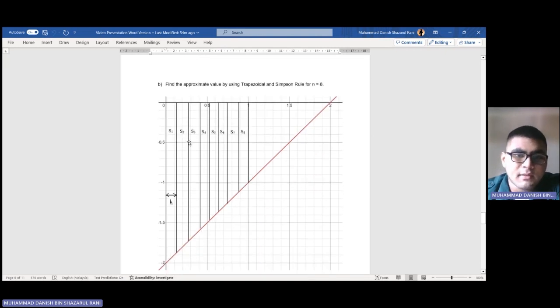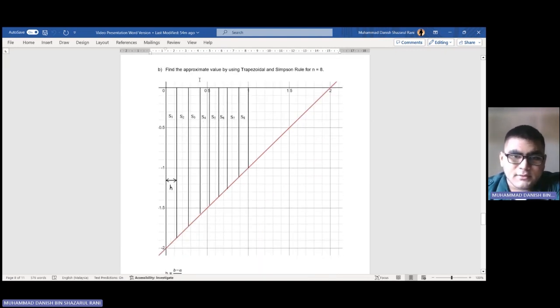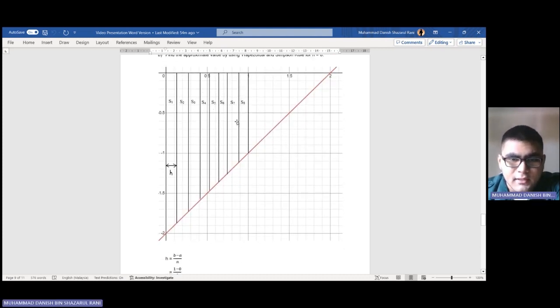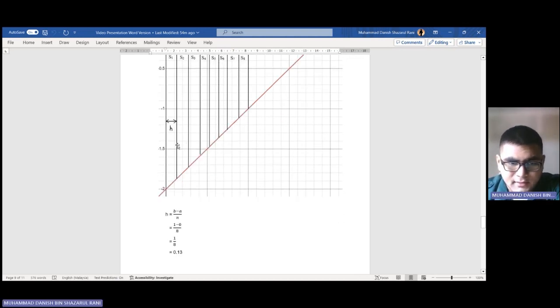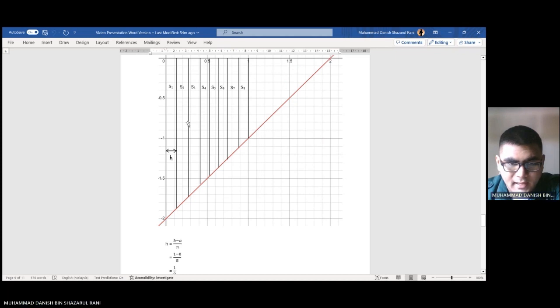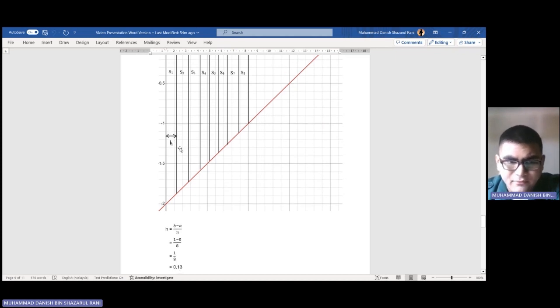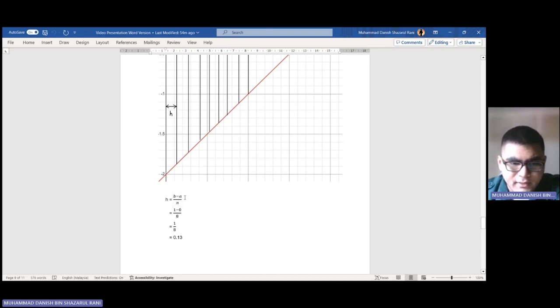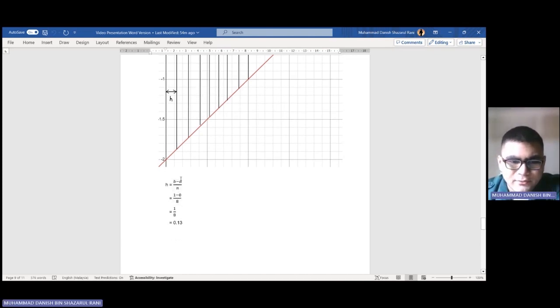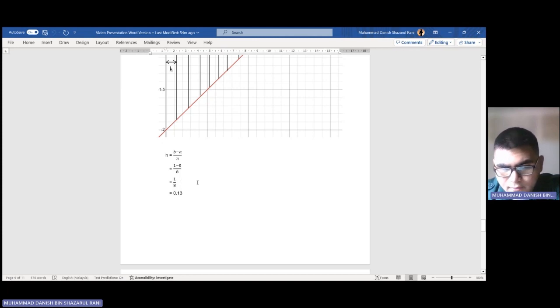Now moving to question b. The question asks us to find the approximate value using the trapezoidal and Simpson's rule for n equal to 8, meaning the number of strips is 8. As you can see, I use the Desmos graphing tool to make the graph. Here there are 8 strips, and the width of each strip is equal to h. To find h, h equals upper limit minus lower limit over number of strips, which is 1 minus 0 over 8, so we get 1 over 8 or 0.13.